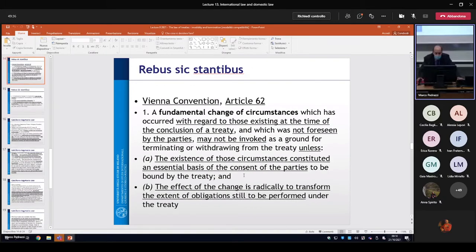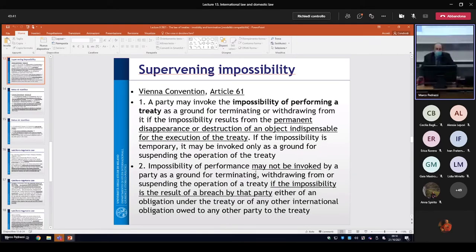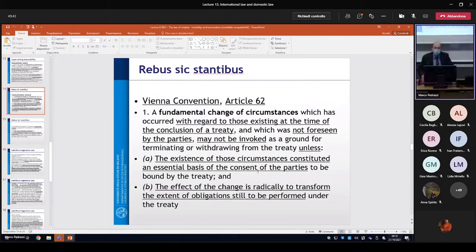Okay, so this is going back to Article 62. If you remember, a party may invoke a fundamental change of circumstances which was not foreseen by the parties only if the existence of those circumstances constituted an essential basis of the consent of the parties to be bound by the treaty, and the effect of the change is radically to transform the extent of obligations still to be performed.